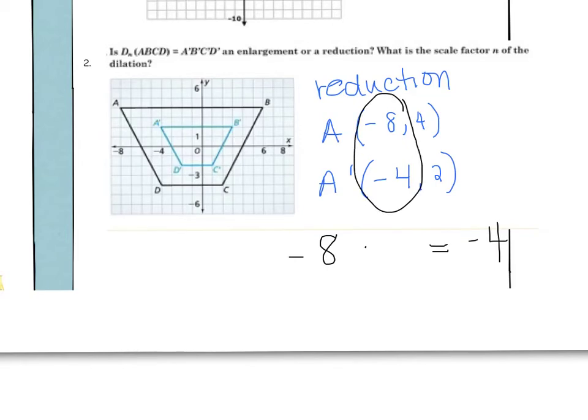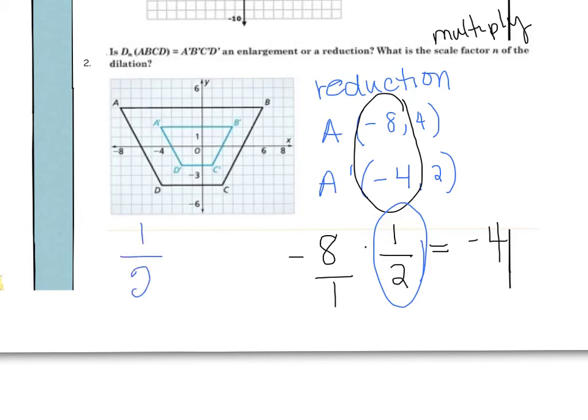Now, I know you're thinking, well, I could just divide these two. Well, you can't divide because scale factor means multiply. That word means you have to multiply. So here I have to multiply negative 8 by something to give me negative 4. And the only thing that works here would be 1 over 2. And if you go ahead and multiply it out, you get negative 8 over 1, and you get negative 8 over 2, which equals negative 4. So that means the scale factor then is that 1/2, which makes sense because a reduction has to be between 0 and 1, and we are going to get 1/2.